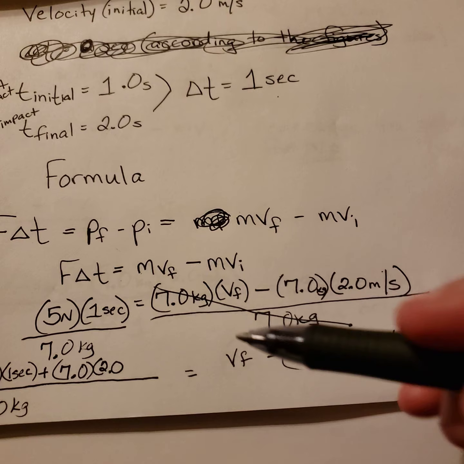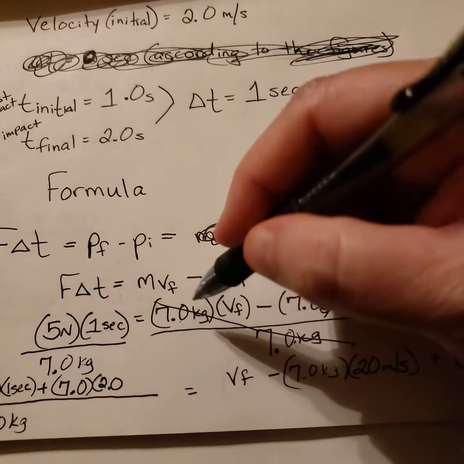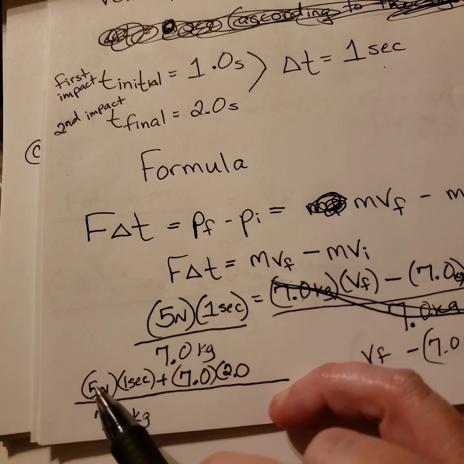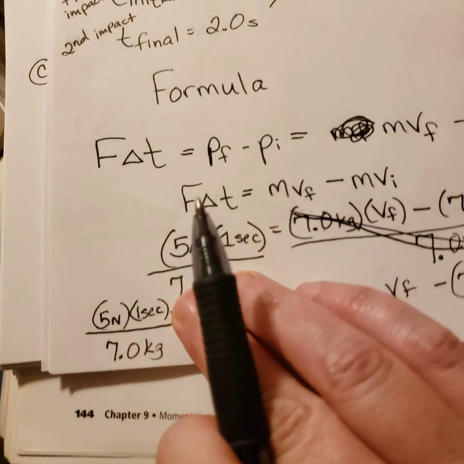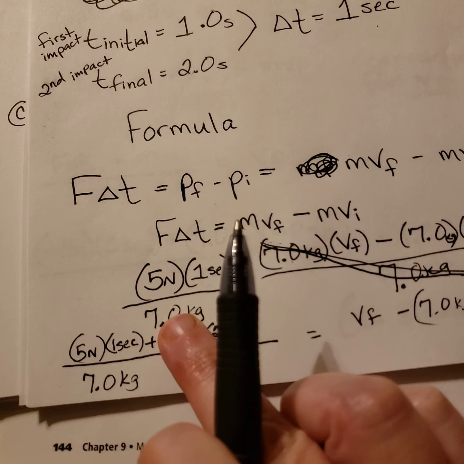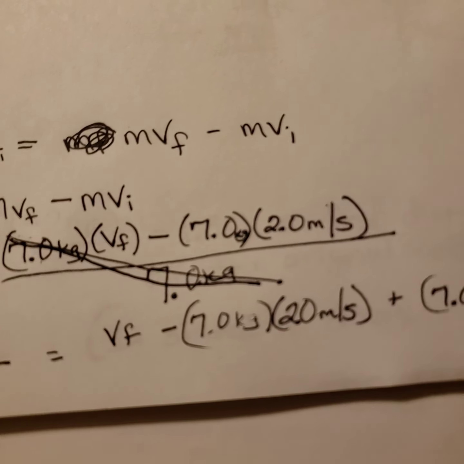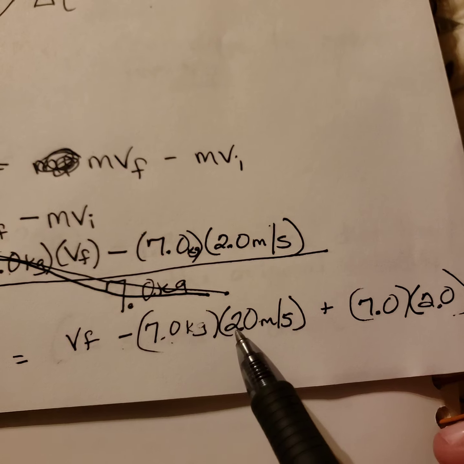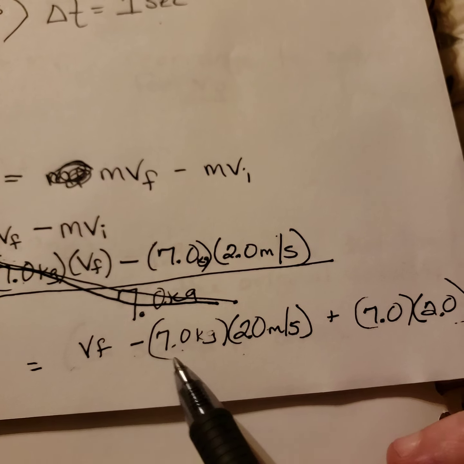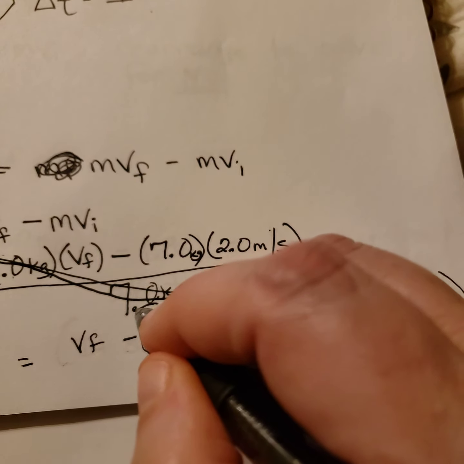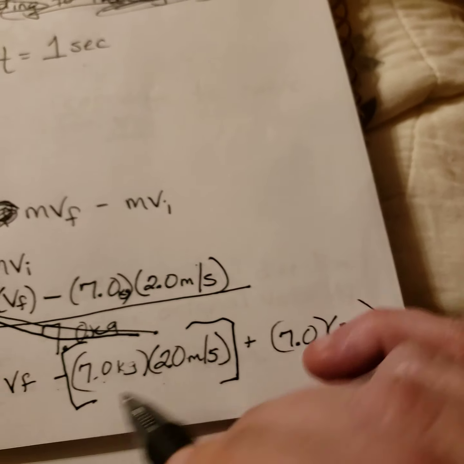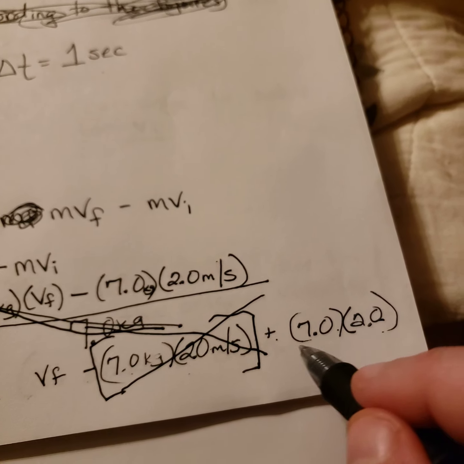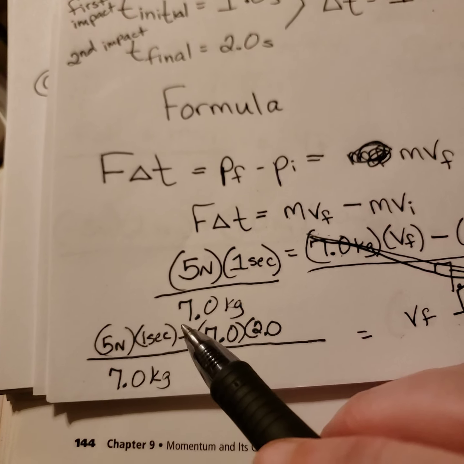Well, the first thing I'm going to do is the easy part. I'm going to get rid of my mass. So I'm going to divide by 7 kilograms, and I have to do it the same here. So now I have 5 newtons times 1 second divided by 7 kilograms. But that's not the only thing I have to do. So now I'm left over here with the final velocity minus 7 kilograms times 2.0 meters per second. Well, you know what? I'm going to get rid of this as an entire bracket. So I'm going to leave that together and just add it to both sides. So now that cancels out. And I'm going to add this part to this side. And that's what you see here.